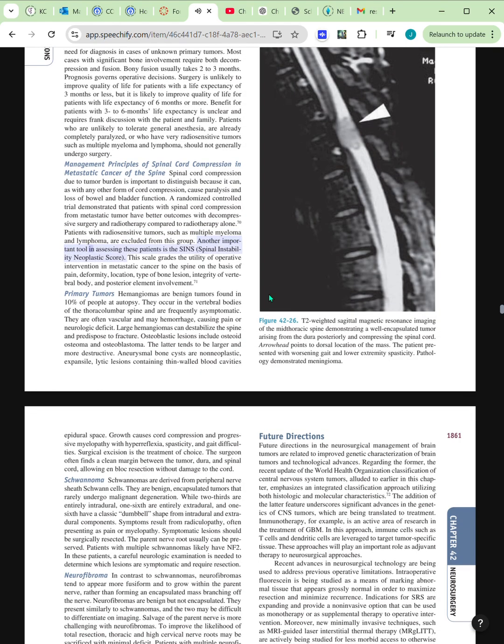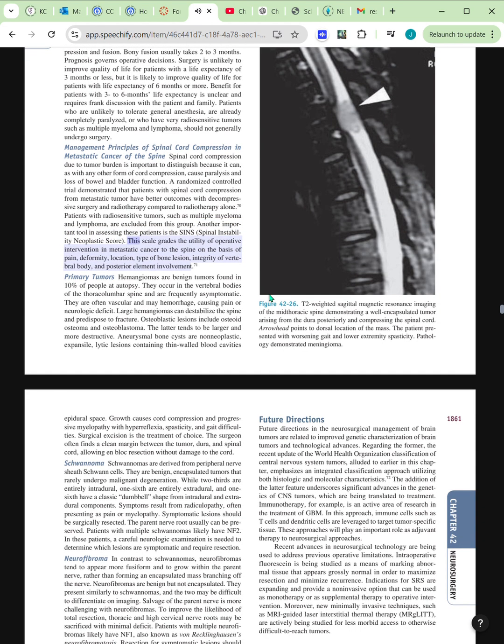Another important tool in assessing these patients is the SINS, Spinal Instability Neoplastic Score. This scale grades the utility of operative intervention in metastatic cancer to the spine on the basis of pain, deformity, location, type of bone lesion, integrity of vertebral body, and posterior element involvement.